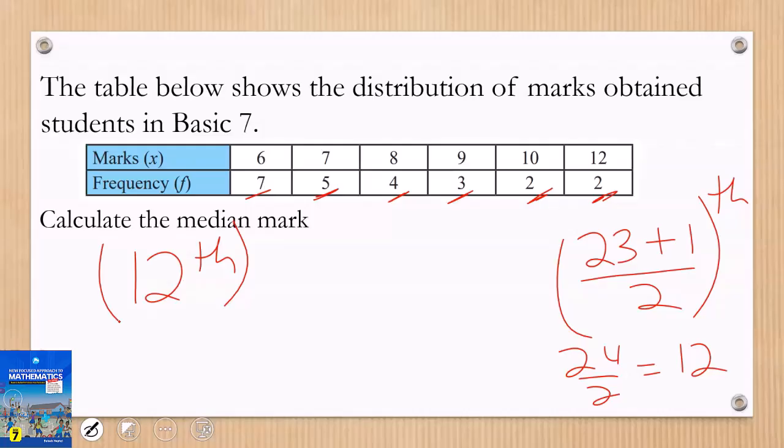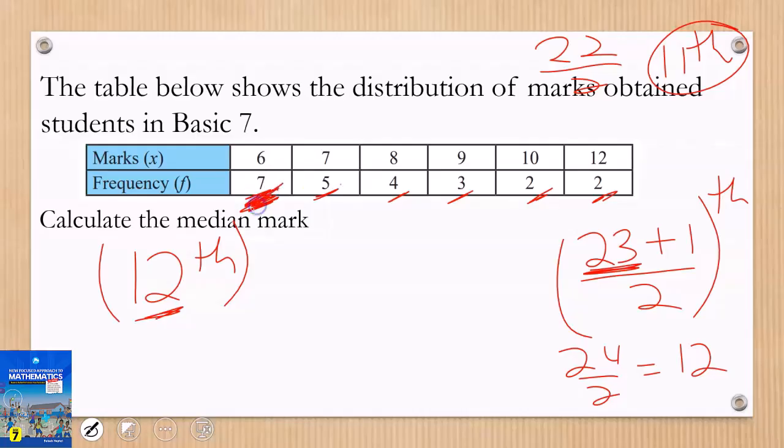Now, because the answer gave me an odd number, that's why I added 1. If I had gotten an even number, like 22, I'd have just divided by 2, and that will give me the 11th position, right? And I search for it. Now that I have my position, how am I going to use it to get my median mark? Starting from the frequency here, I'll keep adding the values. When I get to 12, I stop, then I track it to the mark.